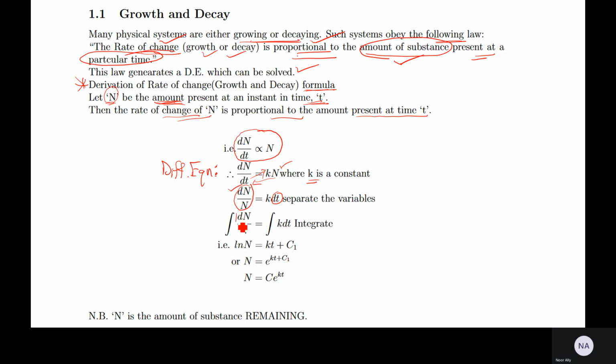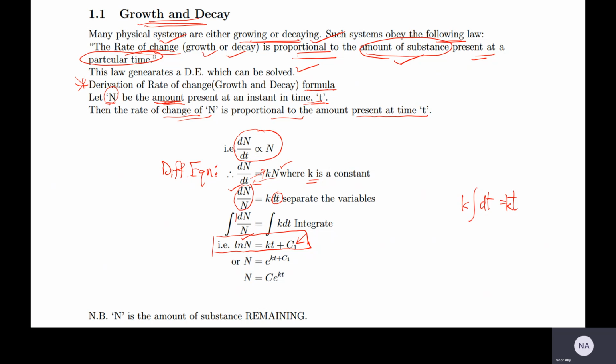And what's the integral of 1 over N? ln of N is equal to k times the integral of dt. Remember the integral of dt is equal to t, and I've got k in front of that, so that will be k times t, and I've introduced my constant as c1, and that is the solution to the growth and decay question. That is the formula.